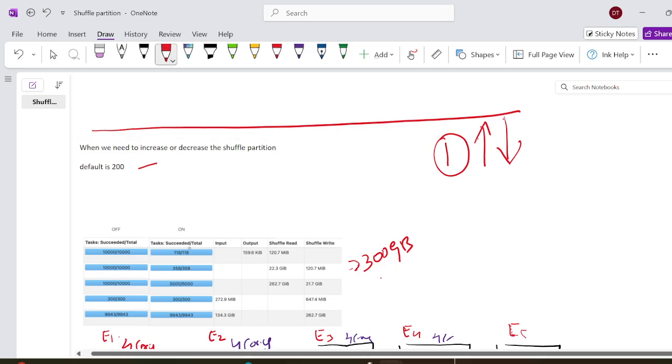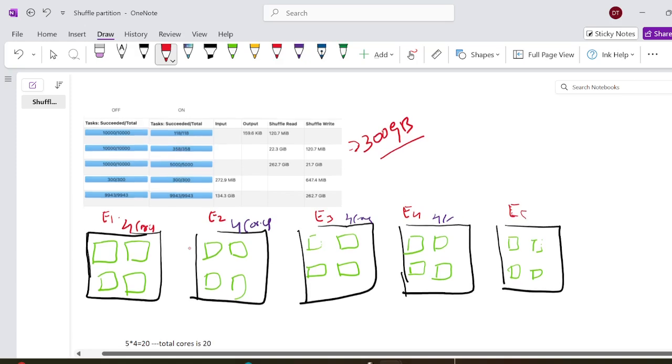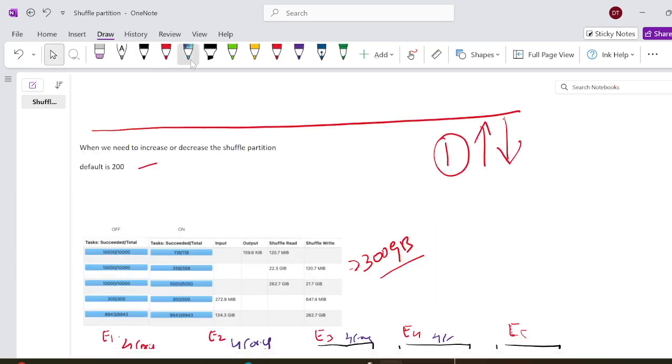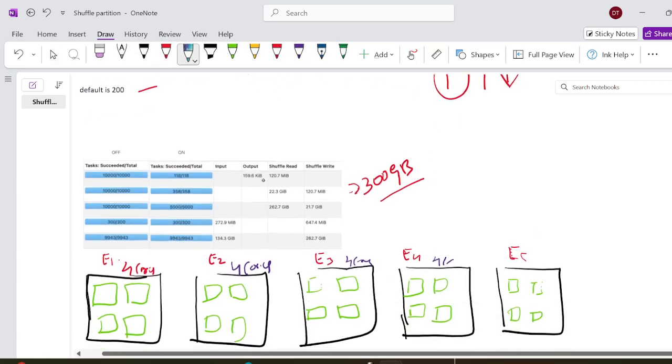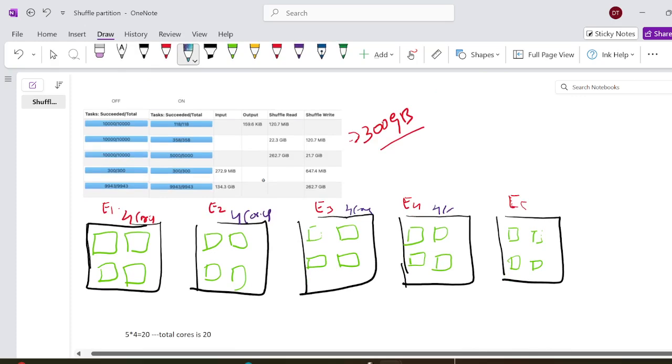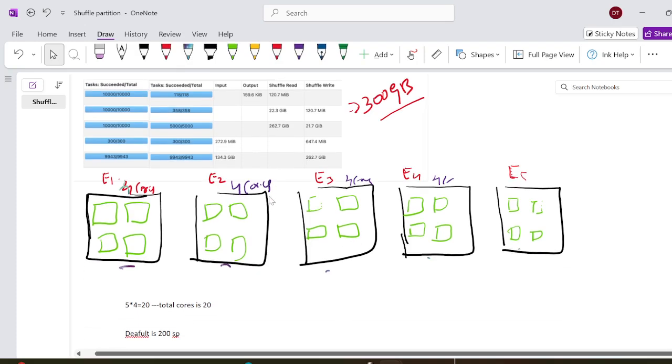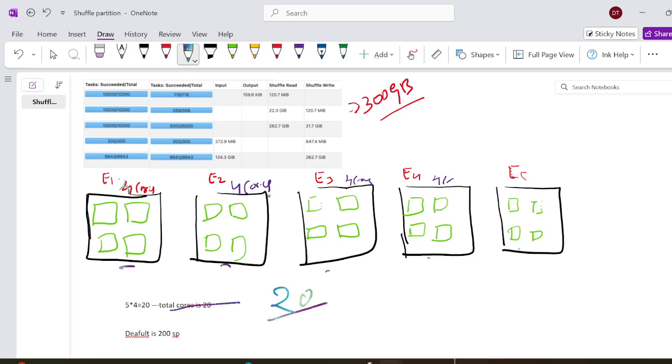Suppose the shuffle is 300 GB. We have five executors, and each executor has four cores. So this is executor one, two, three, four, five, each with four cores, so the total number of cores will be 20. Here, if we do a join or group, it will take too much time.